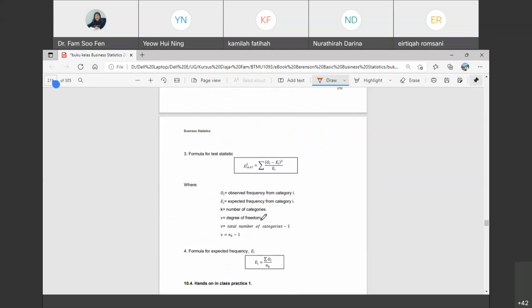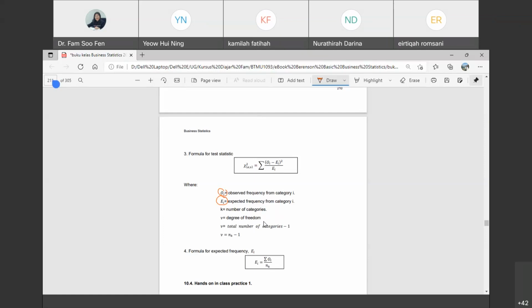Okay, next. Formula for the test statistic. Here is the one: observations minus the expectation, this is the expectation, observations minus the expectations, divided by the expectation. So actually, this one is for the test statistic.